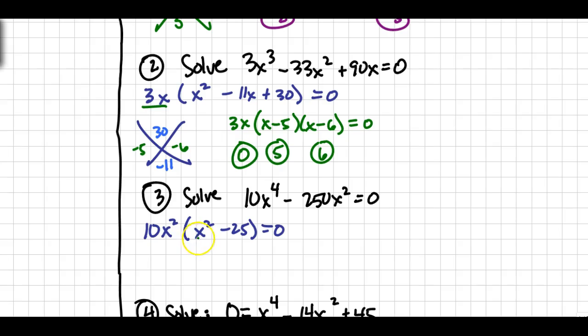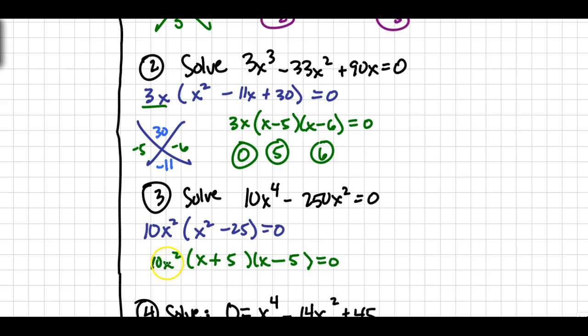Look and see if you can factor the part inside the parentheses any further. The part inside the parentheses is called difference of squares. It's going to factor into x plus and x minus, and then you just do the square root of the other number. So that's going to be 5 and 5. Don't forget the 10x squared drops down.